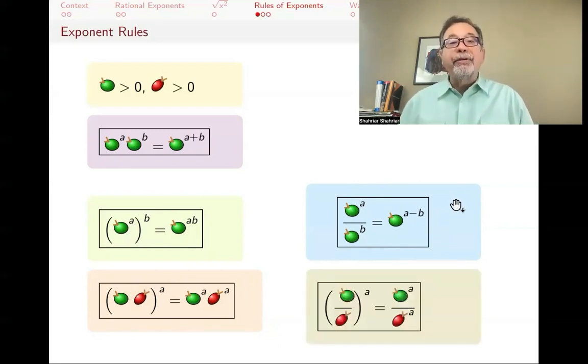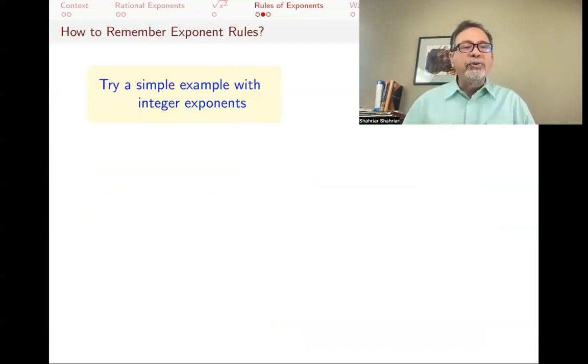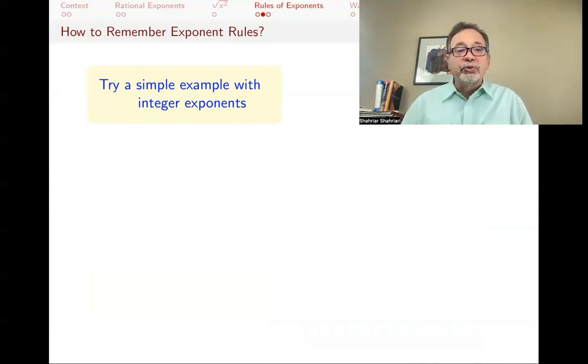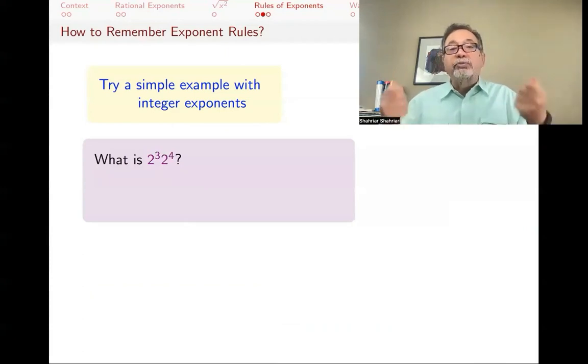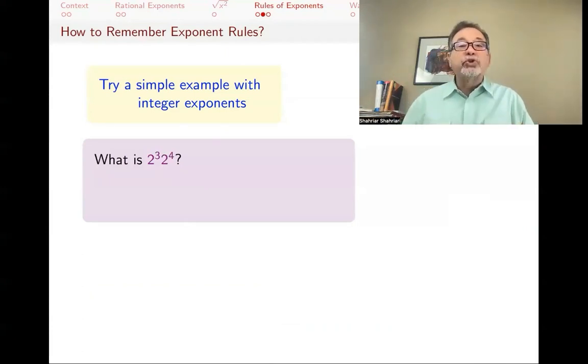And likewise, x divided by y raised to the power a is x to the a divided by y to the a. How do you remember these rules? Just try them with some very simple example with integer exponents, and you will see what the rules are. For example, you might want to know how to multiply two exponentials, like x to the a, x to the b. What was the rule for that? Try something like 2 cubed times 2 to the fourth. What's 2 cubed? That's 2 times 2 times 2.